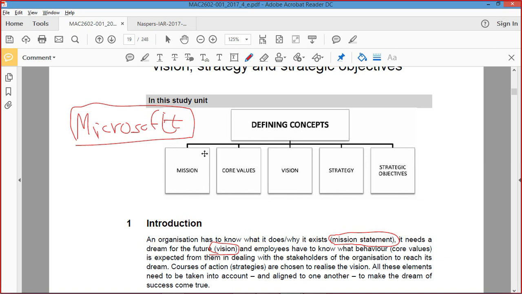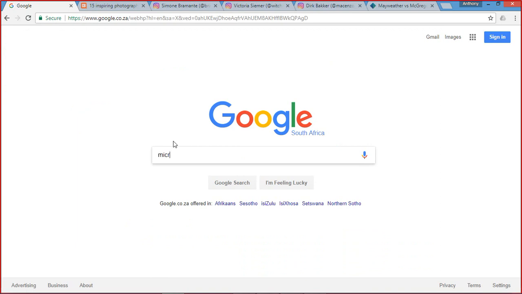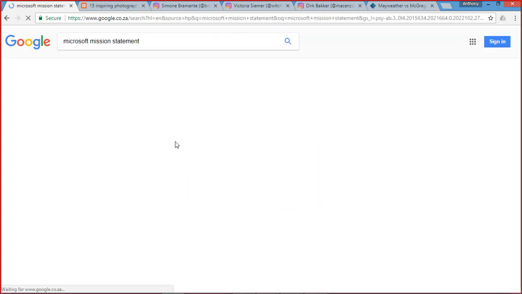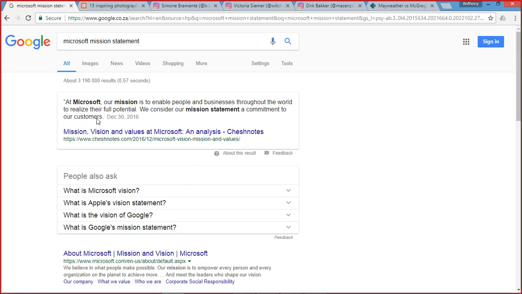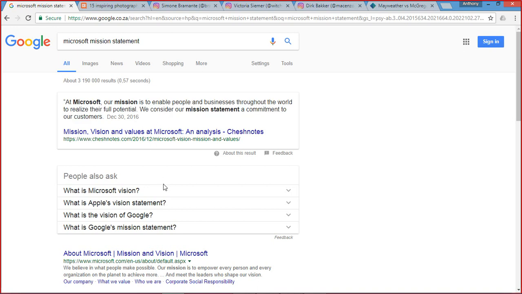Right, so it's interesting that you mentioned Microsoft. I don't know what their vision is, but we can check. Let's just type in Microsoft mission statement, and let's see what we get. Okay, so here's the mission statement, December 30th, 2016. At Microsoft, our mission is to enable people and businesses throughout the world to realize their full potential. We consider our mission statement a commitment to our customers. Okay, that is quoted from December 30, 2016.